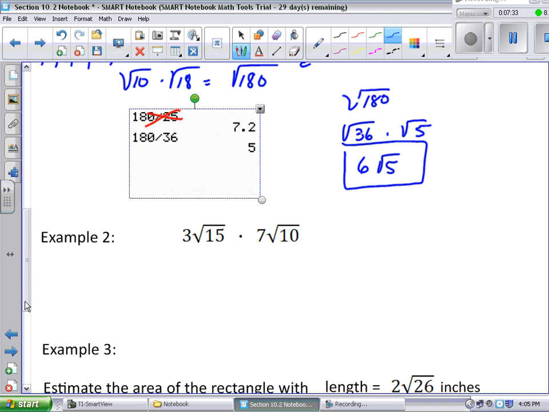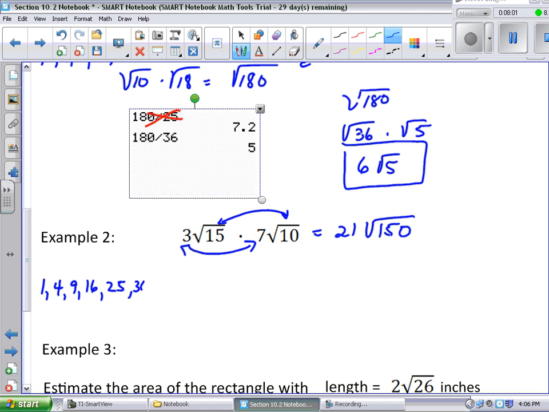The square root of 3 times the square root of 15, I'll need to... 3 square roots of 15 times 7 square roots of 10, I'll need to multiply the 3 times 7 and get 21, and the square root of 15 times the square root of 10 would give me the square root of 150. I'm still thinking of my perfect squares. Let's see, 1, 4, 9, 16, 25, 36, 49. I think 25 is the one that I want.